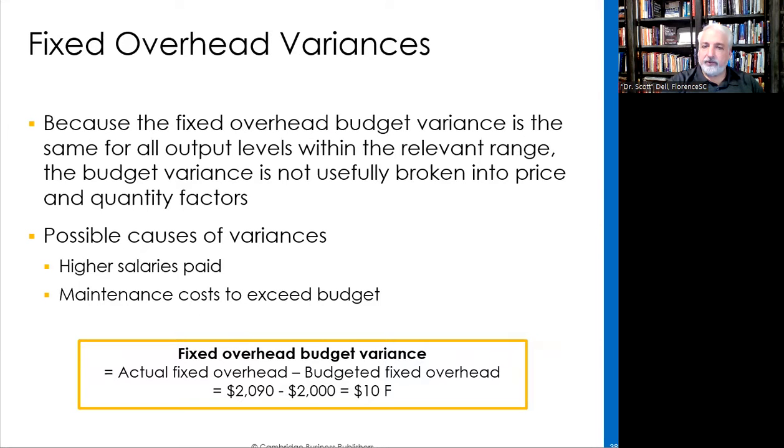Then we have our fixed overhead variance, okay? A fixed overhead budget is the same for all output levels within a relevant range. The budget variance is not broken into price and quantity factors. We mentioned that we weren't taking that into account earlier when we talked about fixed cost variances. But we might have paid higher salaries on some of those, what we thought were fixed costs, or maintenance costs exceeded budget.